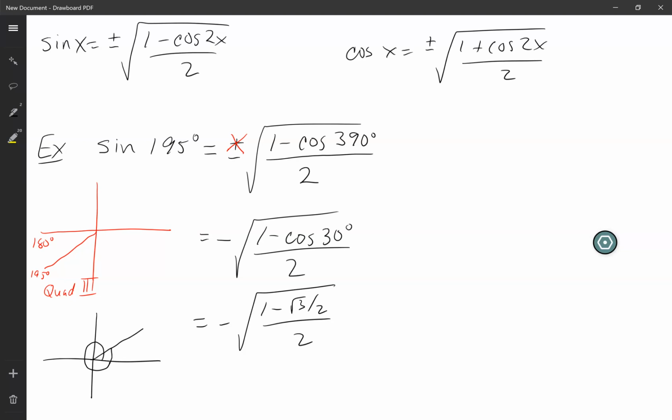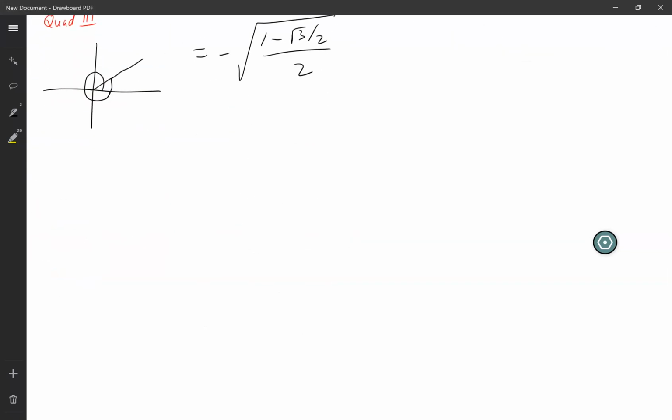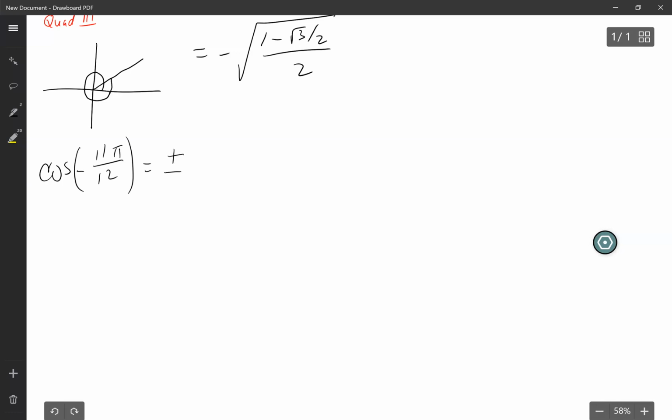Let's do another one. Let's say we wanted to do cosine of 13 pi over 12, well, let's not do that because it's the same thing. Let's say we want to do cosine of negative 11 pi over 12. So, again, using our half angle formula, plus or minus goes out in front, but we have to make a decision on which it is. Square root of 1 plus cosine of, remember again, we double what's in here to put it over here. So this will be negative 11 pi over 6, all over 2.